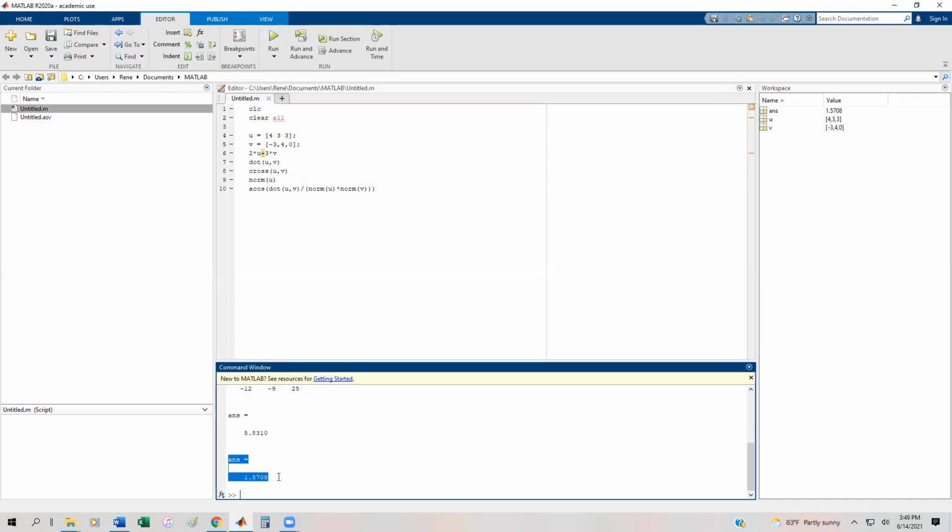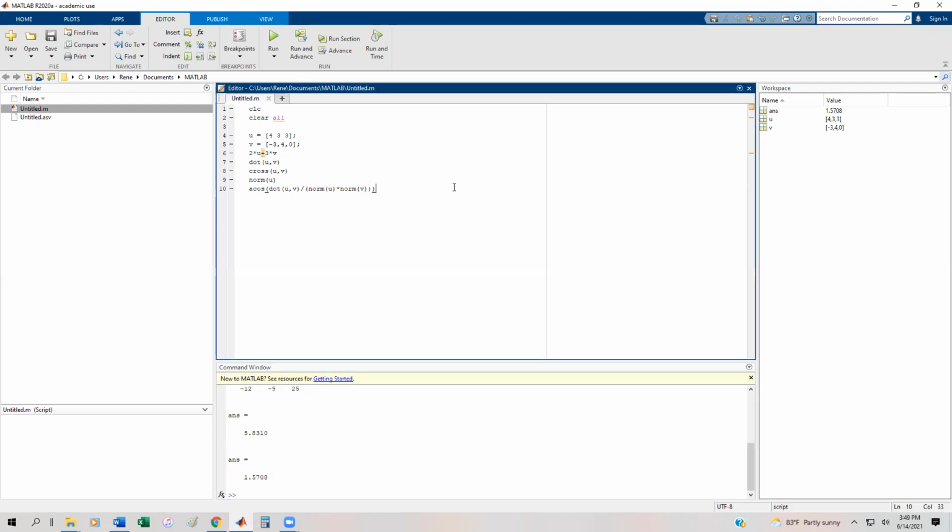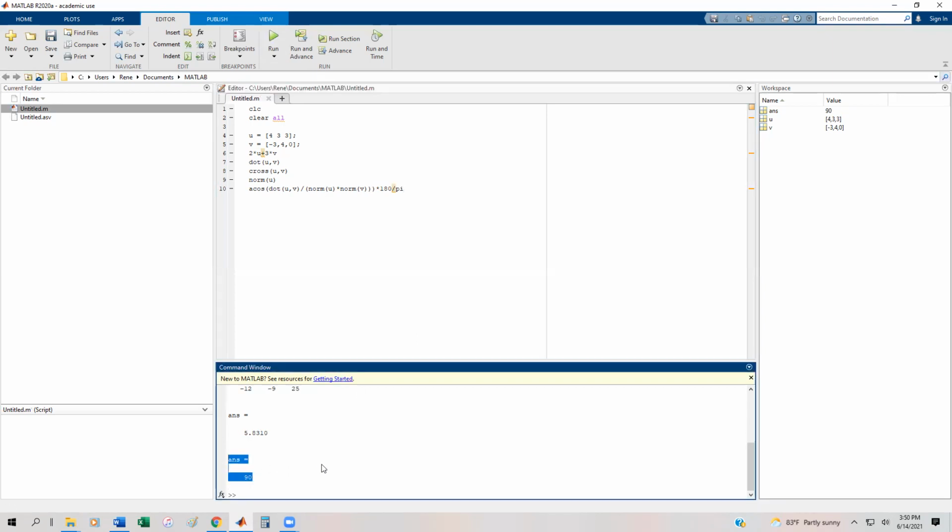It gives me 1.5708. That doesn't really help us because that's in radians. So what I'm going to do is multiply that by 180 over pi, and that's going to give me the measure in degrees. If I run it this time, I get 90 degrees.